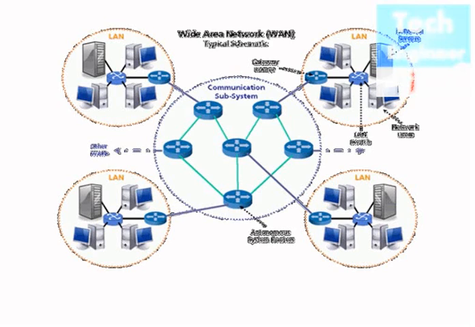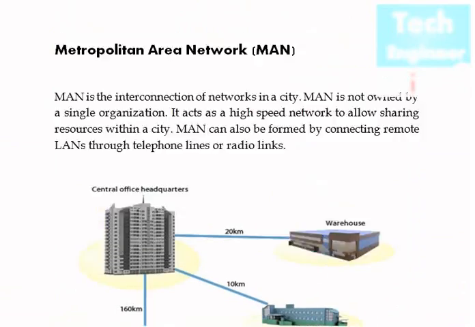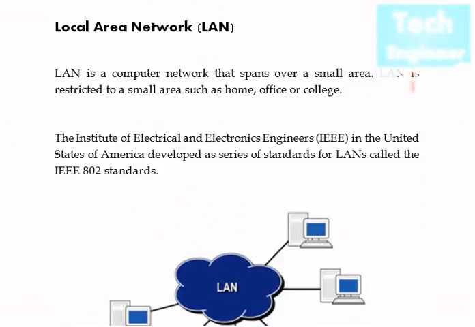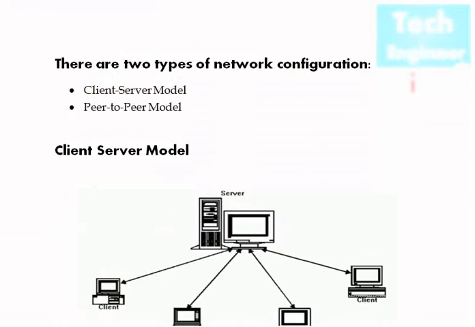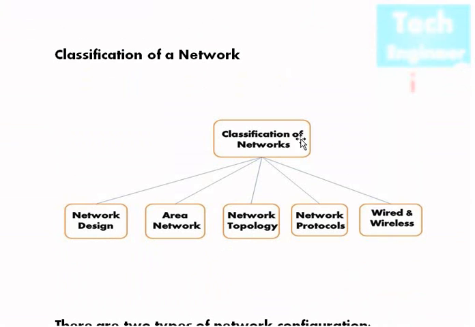So I hope you learned something about networking which we discussed. I hope you got some points, and this is very important: classification of networks, network design, area network, network topology, network protocols, wired and wireless. This is one of the classifications, and it is very useful in theory if you want to explain a network to someone. So I hope you learned something from it.